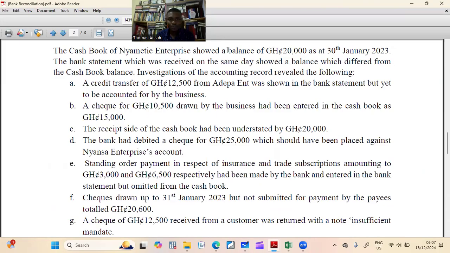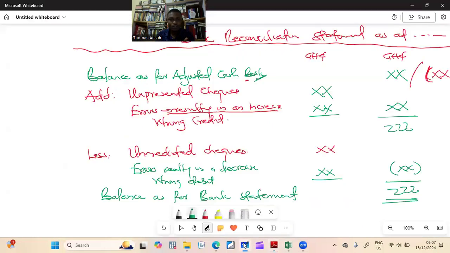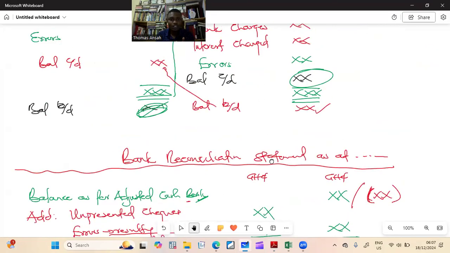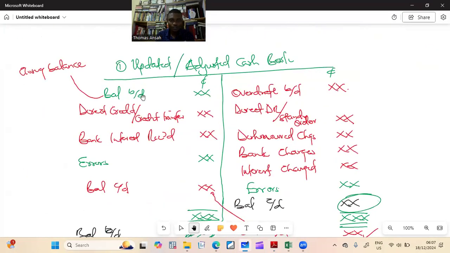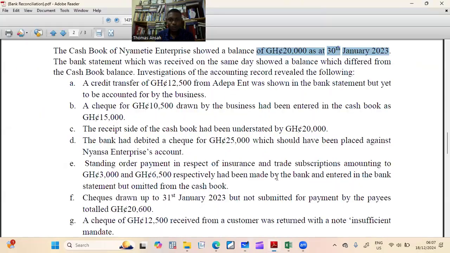So it says that the cash book showed a balance of 20,000 as at the end. Don't forget, we said when you are doing your adjusted cash book, which balance do you use? The closing balance. But what kind of balance is this, at the debit side or the credit side? Obviously, this is a cash book, so automatically it should be at the debit side. But if it's an overdraft, the examiner will tell you. All right, so we will solve this question in the next video.